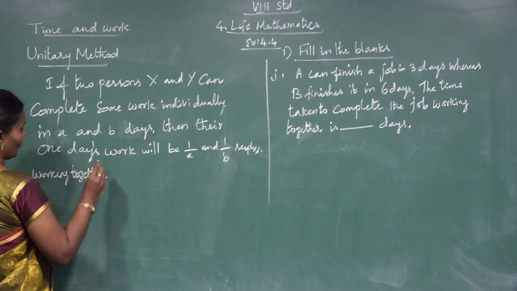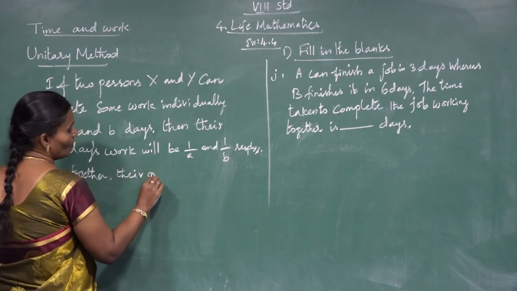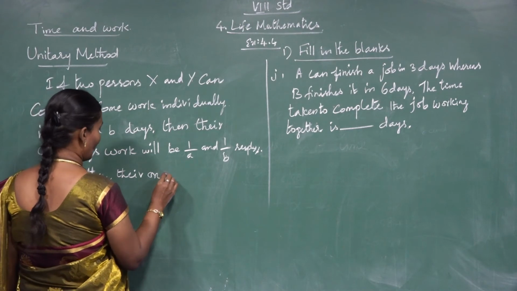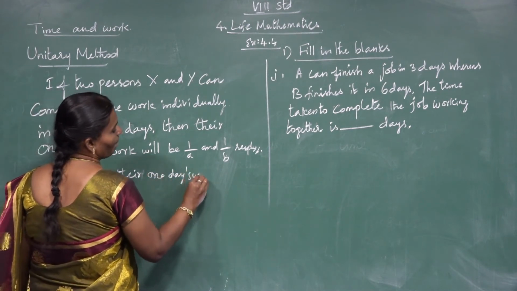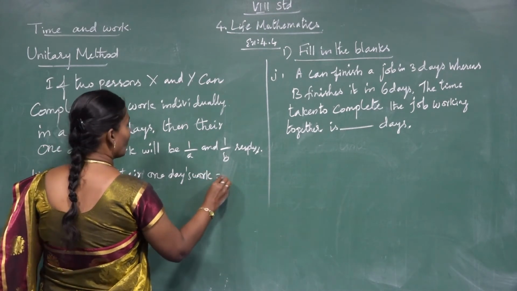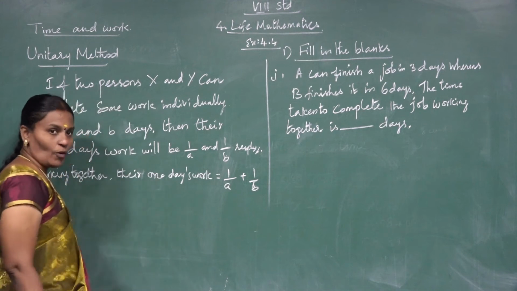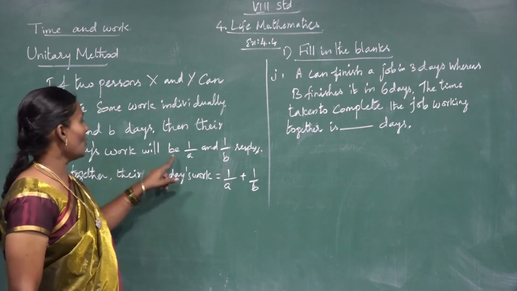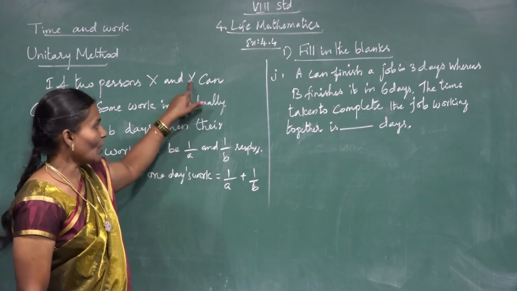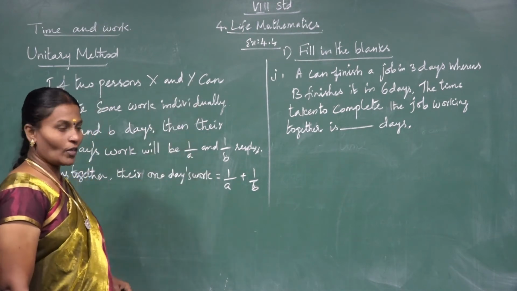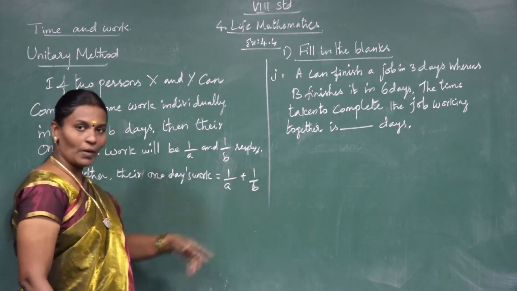A person and B person working together, their 1 day's work is 1 by A plus 1 by B, because the 1 day's work of person x is 1 by A and of person y is 1 by B. Okay, they are working together means 1 by A plus 1 by B.